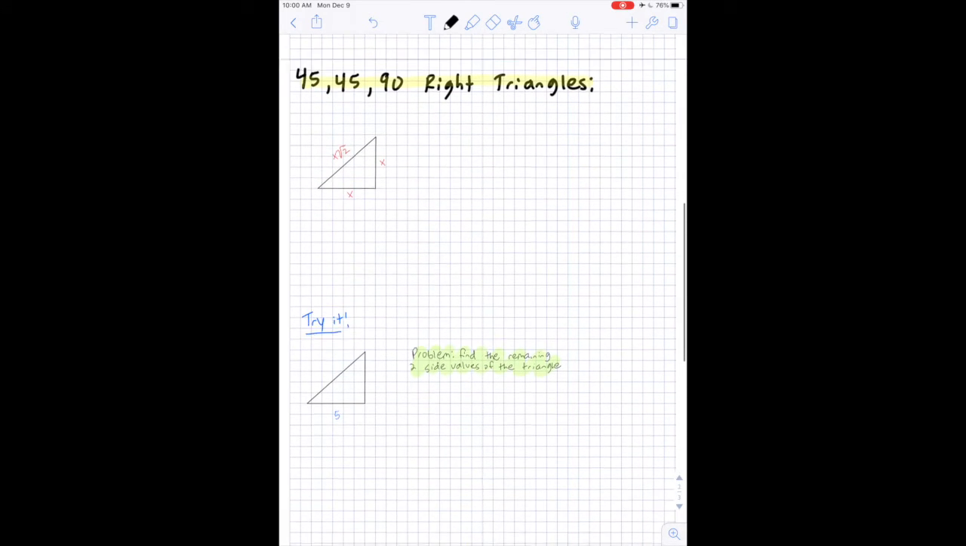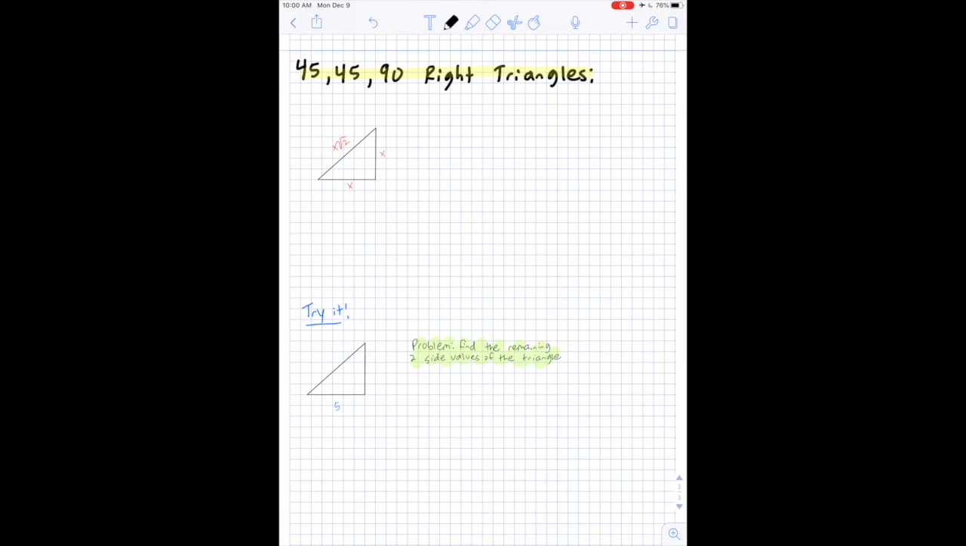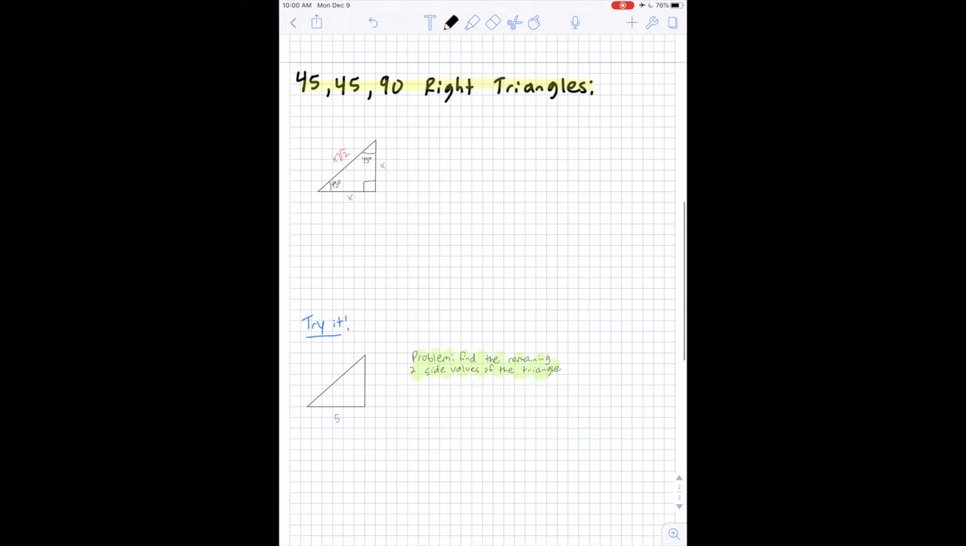Let's move on to 45, 45, 90 right triangles. Okay, so in a 45, 45, 90 right triangle, we're given an angle of 90 degrees, we're given an angle of 45 degrees, and we know that the last angle is going to be 45 degrees too. That's the 45, 45, 90 right triangle. And so the ratio of the sides we see here: because this angle and this angle are the same, they have the same proportions. So across from the 45 we have an x, across from the 45 we have an x. Those are actually going to be the same in value.